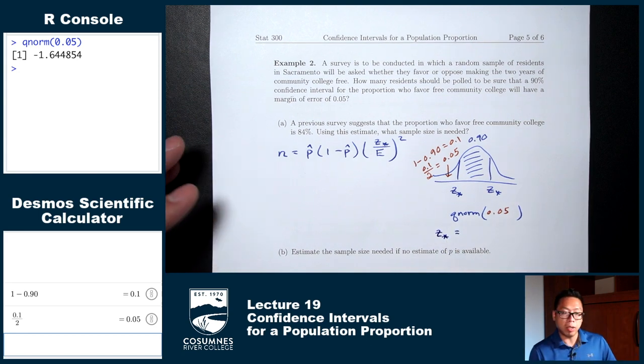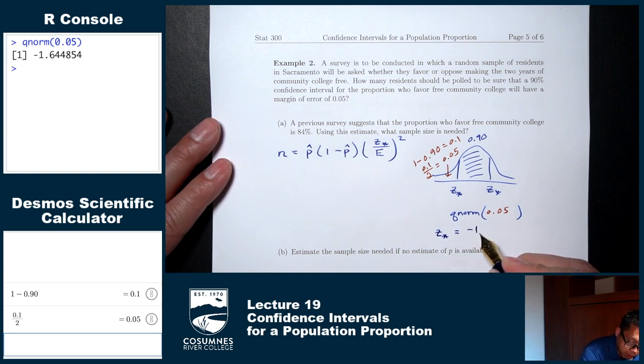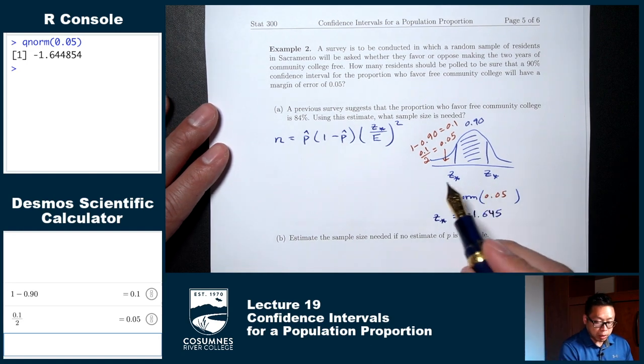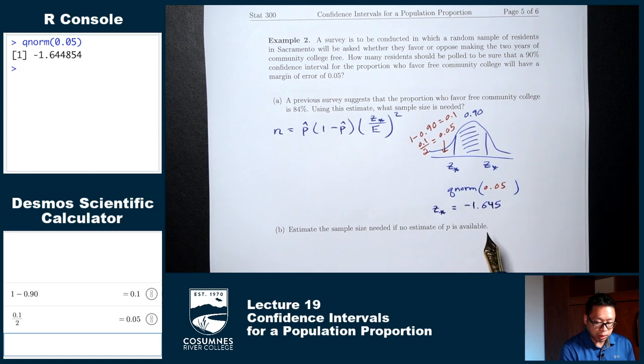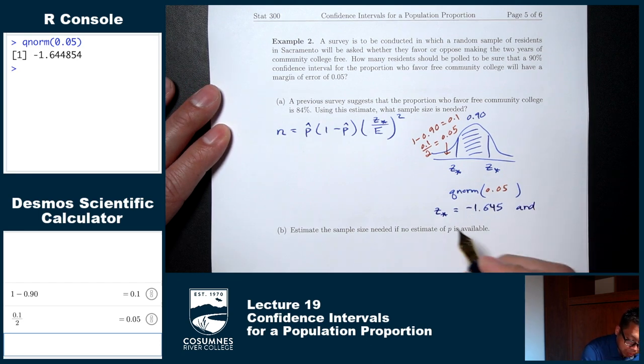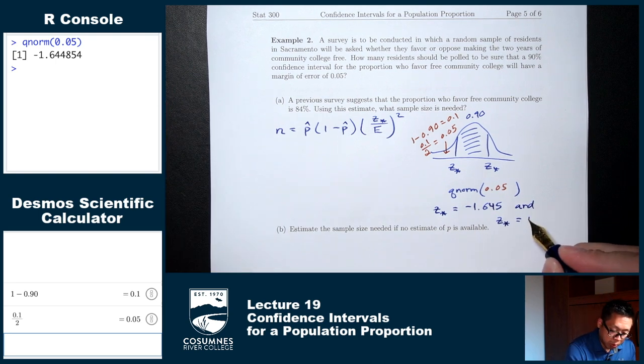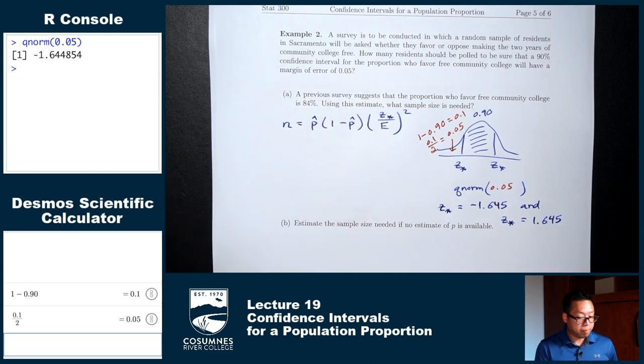Okay, this should give me a Z star. So Z star here, rounded to 3 decimal places, is negative 1.645. And from my picture, I expect two Z stars. The negative 1.645 is the one on the left. The one on the right should be the positive version of that. So positive 1.645. Okay, that's Z star.